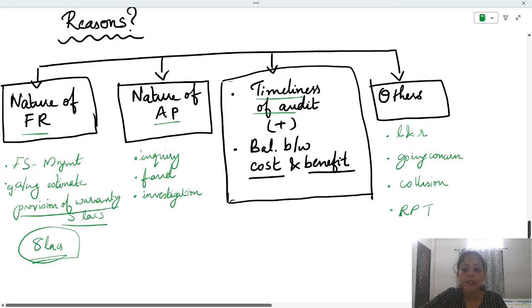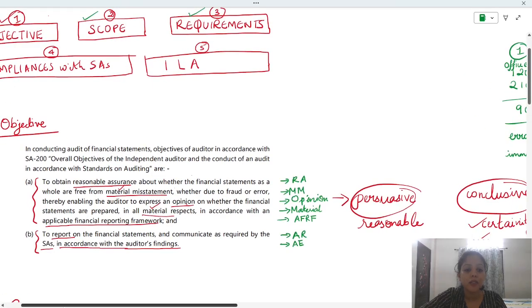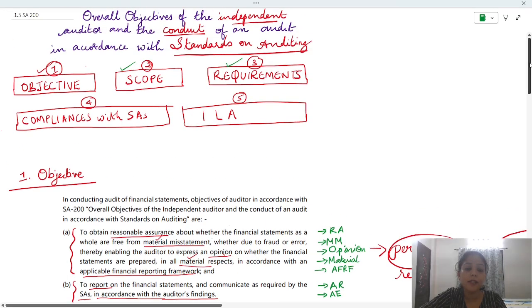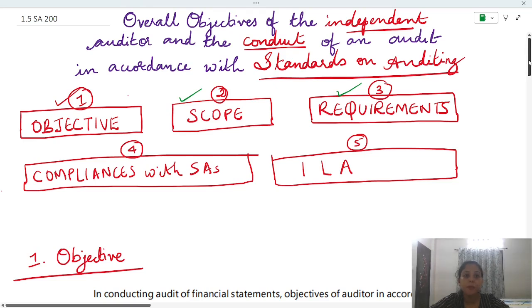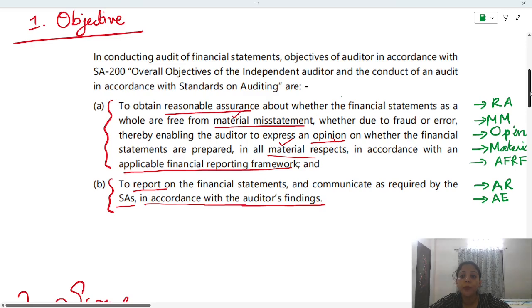Now let's wind up SA 200. In SA 200, we understood that it is regarding the overall objectives of the independent auditor and the conduct of an audit in accordance with standards of auditing. The SA aims to obtain reasonable assurance whether the financial statements as a whole are free from material misstatement, whether due to fraud or error, and also to check in all material respects whether they are prepared as per the applicable financial reporting framework, and to report on the financial statements and communicate as required by SAs in accordance with the auditor's findings.